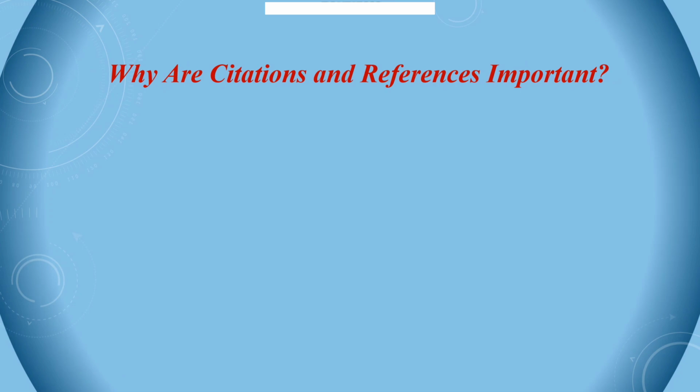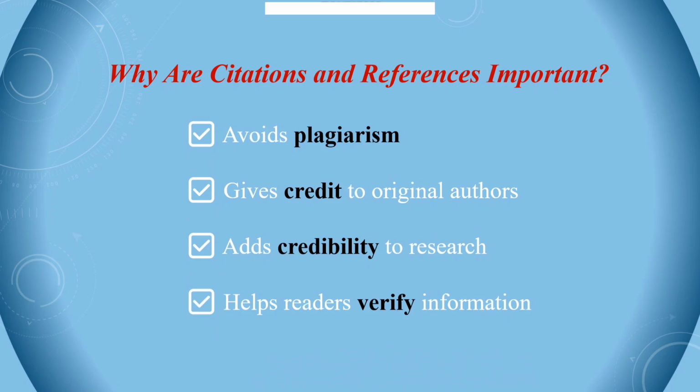Another very important point, at the end, if I conclude the whole discussion, is why citations and references are important. There are four key things we can discuss here: they help us avoid plagiarism, they give credit to the original authors, they add credibility to the research, and they help readers verify the information.